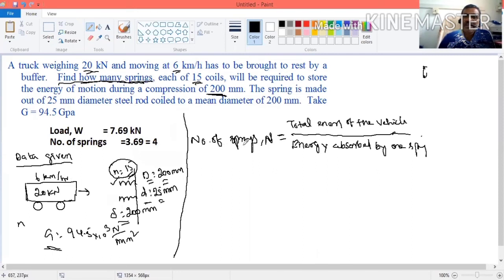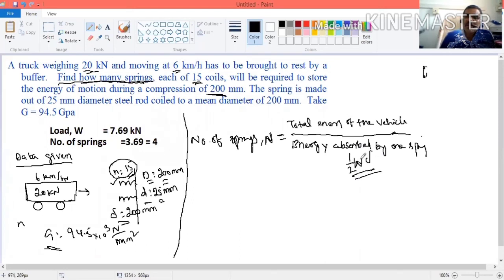Then you can calculate the number of springs. So this is a thing you are going to use. First we have to find the energy stored by one spring. How to calculate the energy stored by one spring? What is the equation? That is equal to half into W into delta. This is the energy stored by one spring.